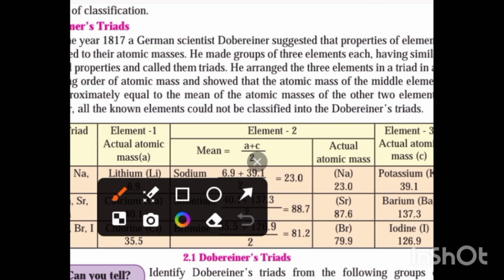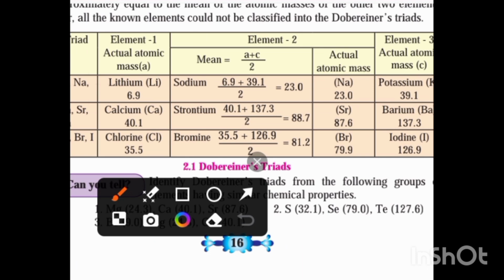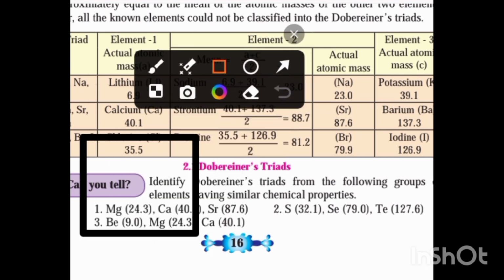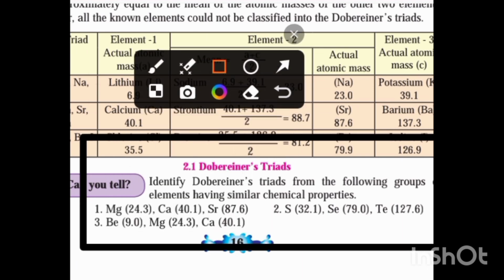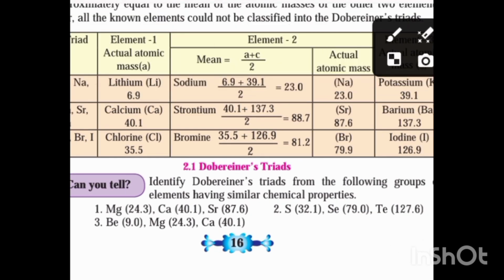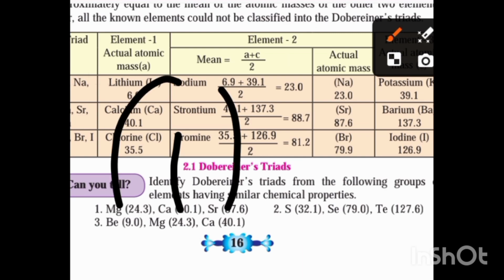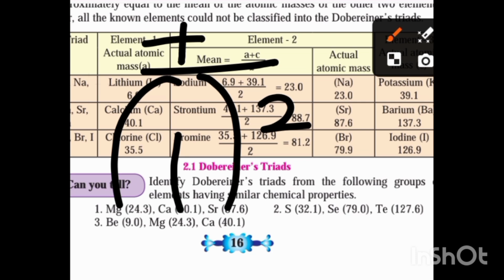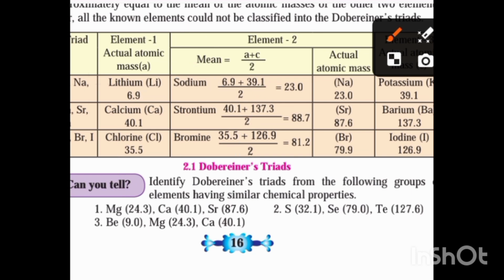Okay, there are certain questions given for you. Please solve these questions and let me know in the comments whether they have the same chemical property or not. So how to do this? As you know, these are the triads, so solve it by Dobereiner's triad. Take the sum of these two elements and divide it by 2. If this is equal to the middle element, calcium, then they have the same chemical property because they are triads. So let me know the answers in the comments.